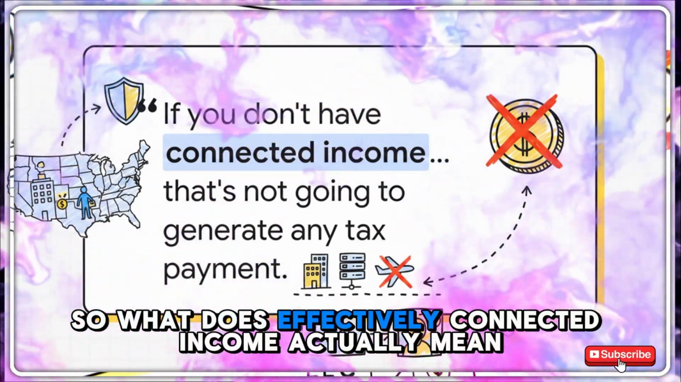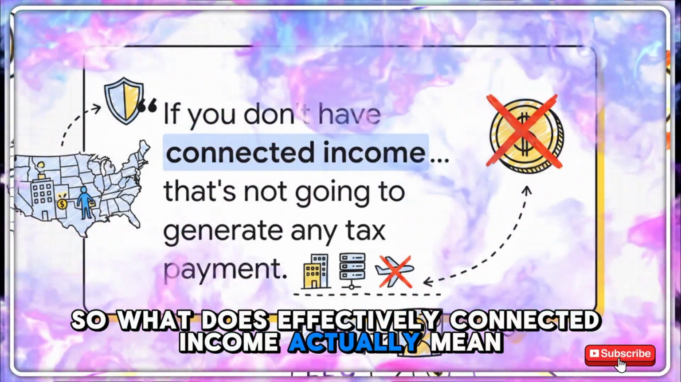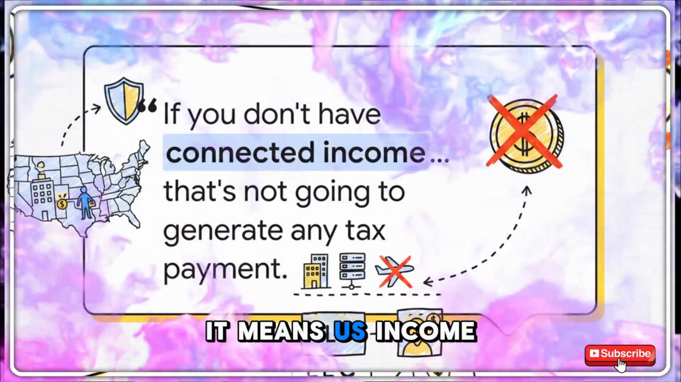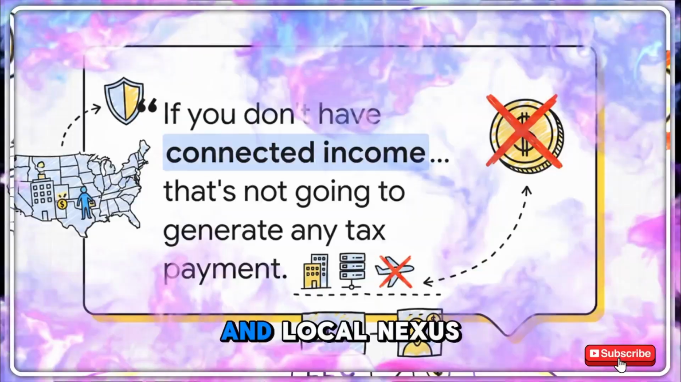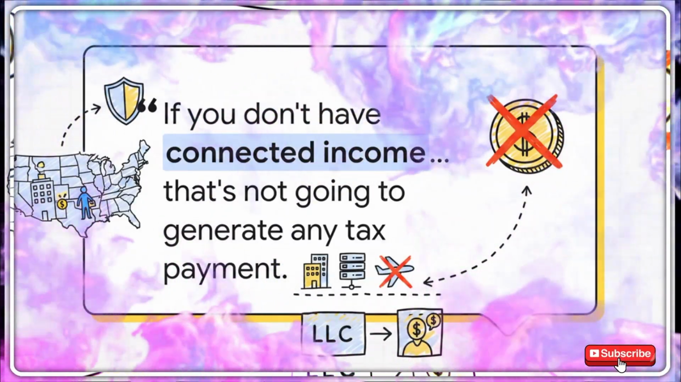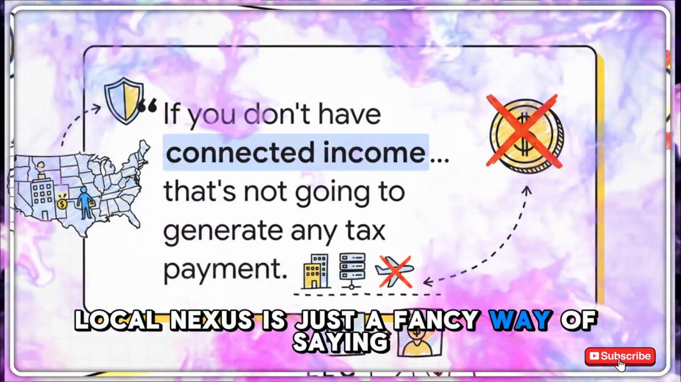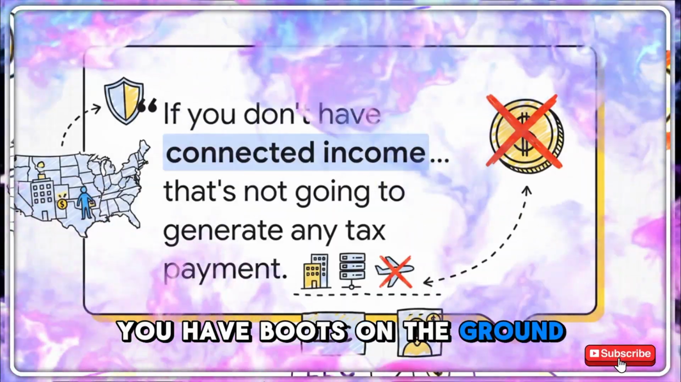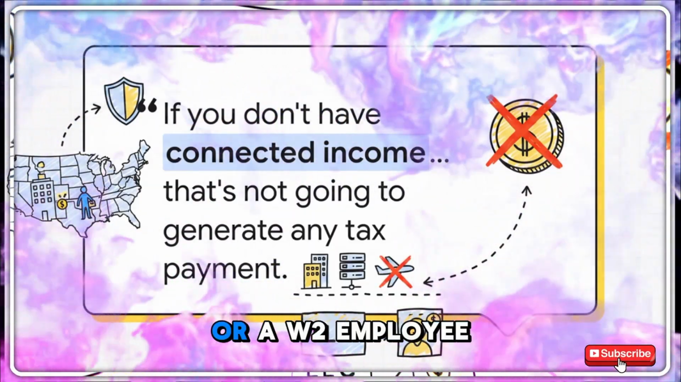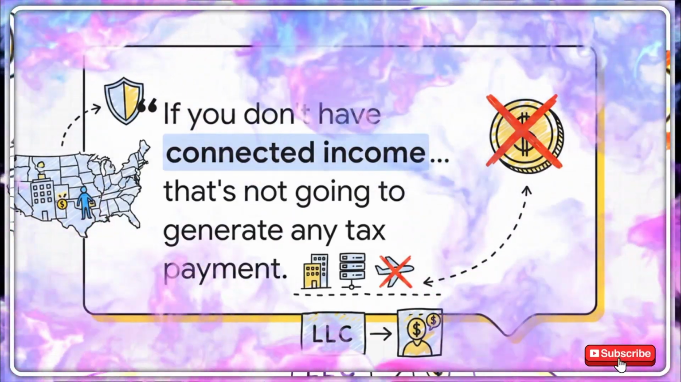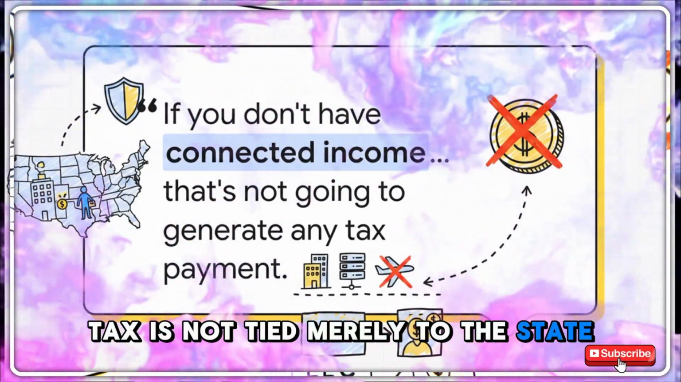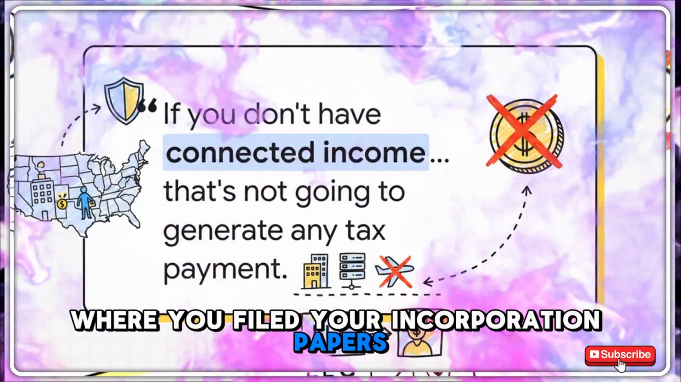So, what does effectively connected income actually mean? It means US income tax is tied directly to physical operations and local nexus. Local nexus is just a fancy way of saying you have boots on the ground. An office, a physical warehouse, or a W-2 employee physically sitting within the United States. Tax is not tied merely to the state where you filed your incorporation papers.